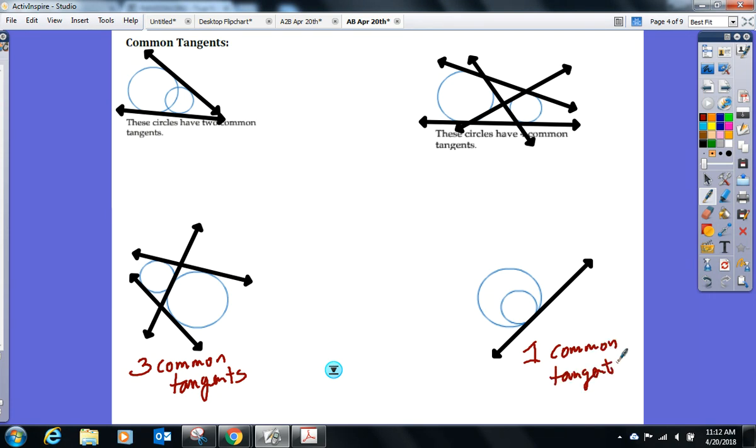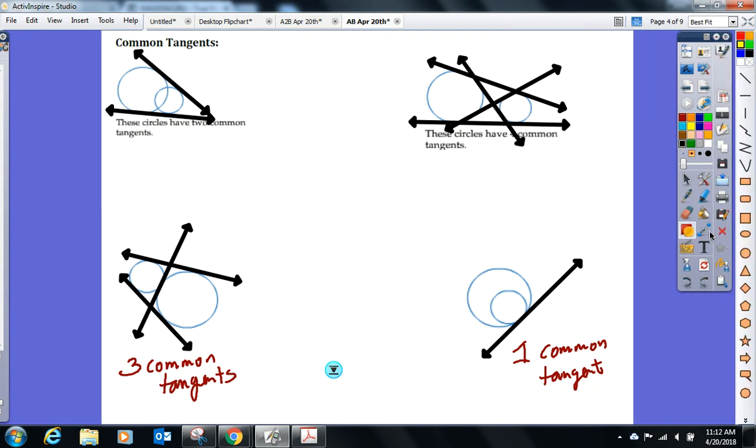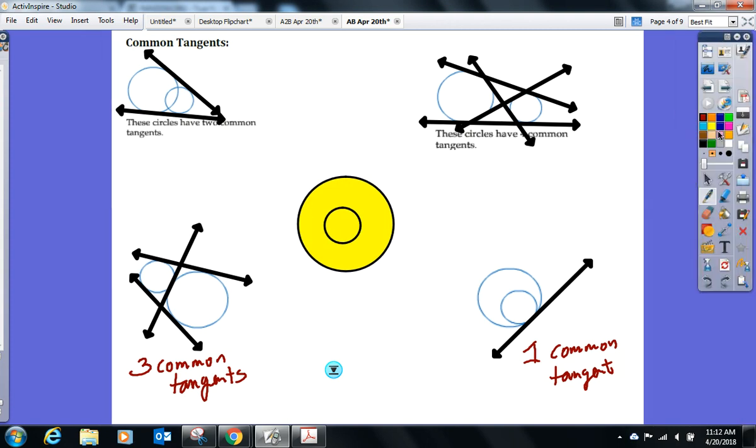Oh, hold on, I got a quick question. I got one common tangent. I got two, I got three, I got four. Is it possible to have none? Can you draw two circles that have no common tangents? Is it possible? Anybody remember what we called those circles where they shared the same center? It's concentric. Your bullseye, your dartboard. Yep, right there. Those two circles have no common tangents.